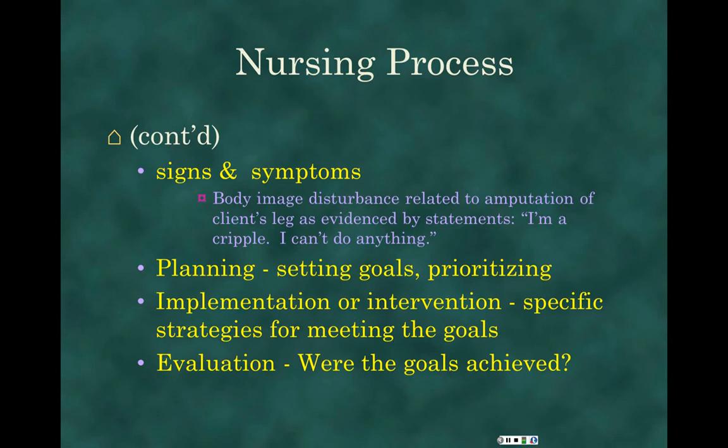The nursing process includes planning or setting goals and prioritizing those, implementation or interventions, coming up with specific strategies for meeting those goals, and then we're always evaluating. Did we meet the goals? Were we successful? Was our treatment successful? So basically, this is similar to the nursing process that you've been using as an RN. It's just at a different level.